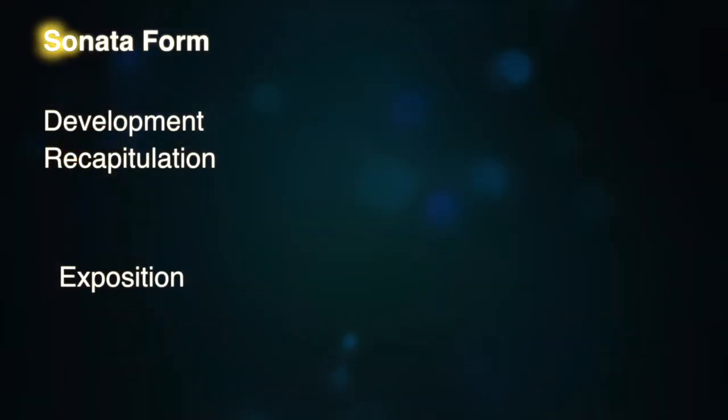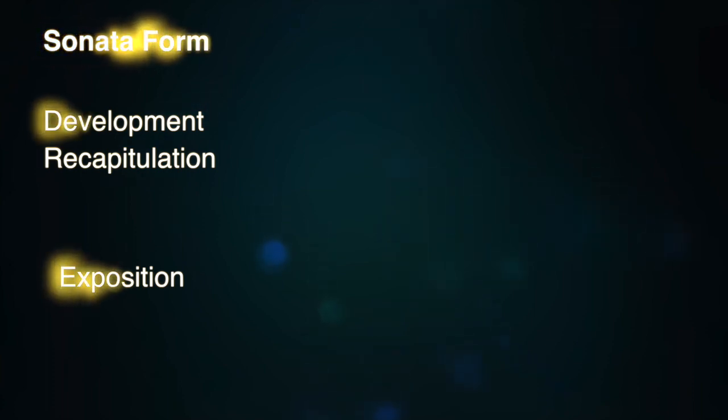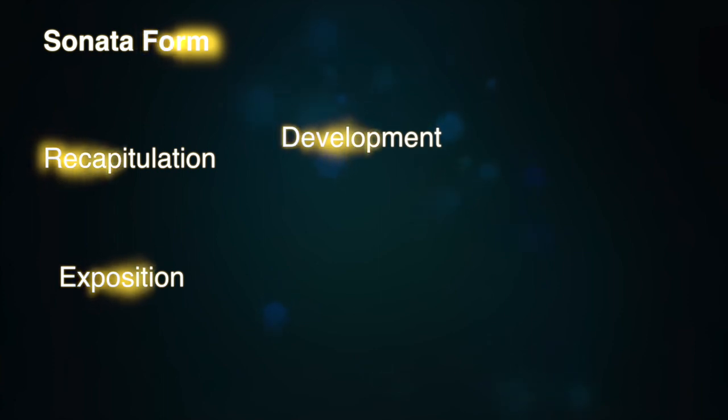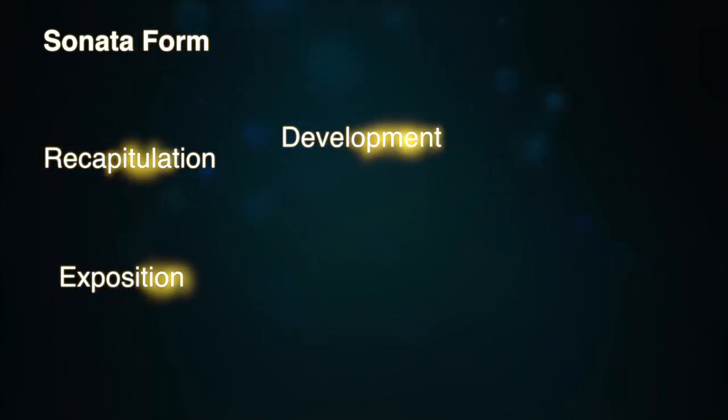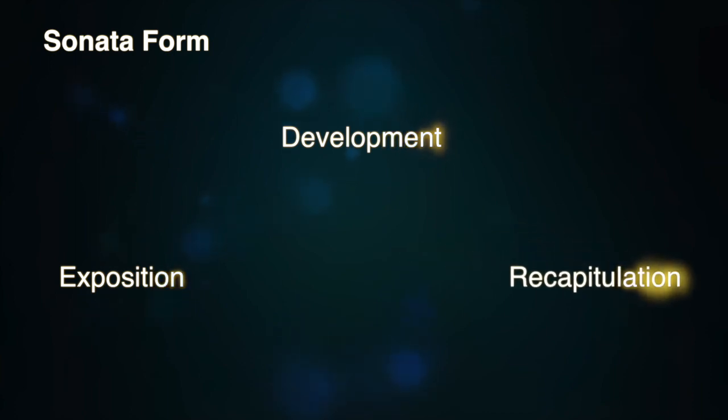It's called sonata form. Sonata form is a structure that has three main sections: the exposition, the development, and the recapitulation. It can be thought of as similar to the structure of a play. The exposition is the first section, and it's where the musical themes or the characters of the story are first introduced. In the development section, the characters or the musical themes act out the story. And then in the final section, the recapitulation, the composer will recap the musical themes that we heard in the beginning and bring the story to its final conclusion.